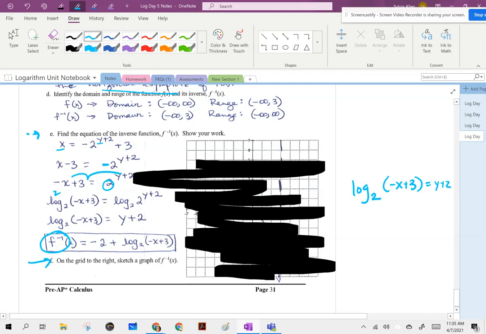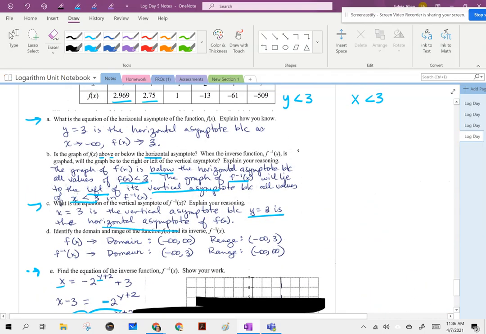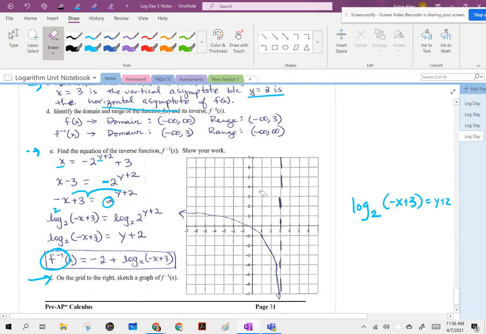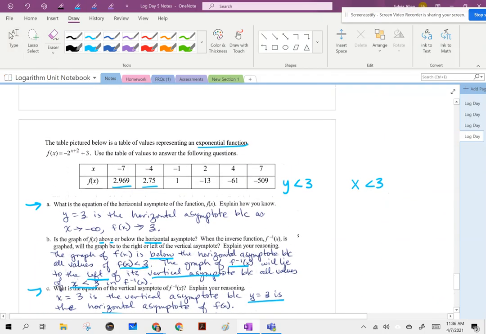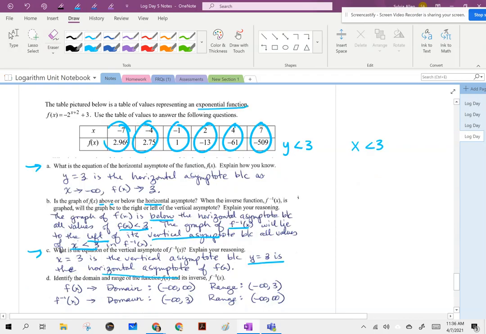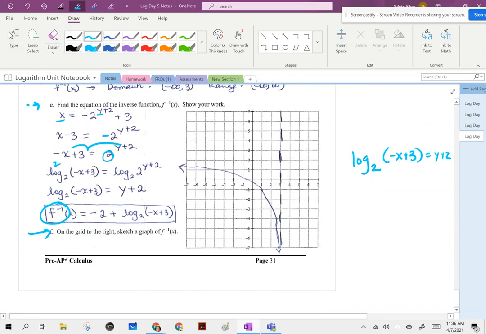Now we're going to graph. Okay, so we're going to take those characteristics. We said that the vertical asymptote was 3 and we are going to be to the left. Again, we have all of these points right here. All we need to do is switch the x and the y. And then we're going to plot those points.